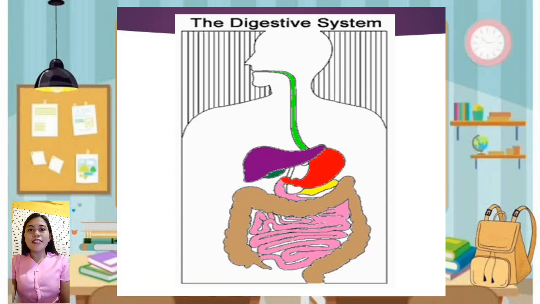Based on the digestive system model, the yellow-green here is the esophagus, the red is the stomach, the pink is the small intestine, brown is large intestine, purple is the liver, and the green is the gallbladder, and the yellow is the pancreas. You did it, learners! Great job!